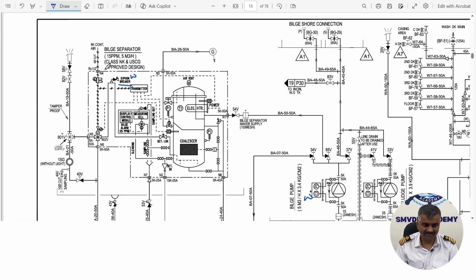So you can see there is a valve made out here. What this valve is doing is actually opening this line to air. That is the siphon breaker effect.